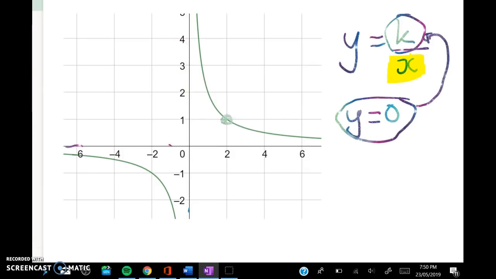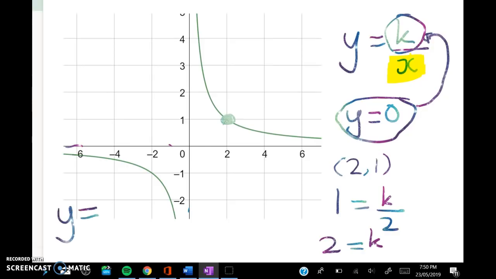Right, well, the easiest one is this one here. So this is 2, 1. So you're going to get very used to this, I hope. We take that point and we substitute in the y and we substitute in the x. Here we get 1 is equal to k divided by 2, which gives me 2 equals k. So that means that the equation of this graph is very simply y equals 2 divided by x.